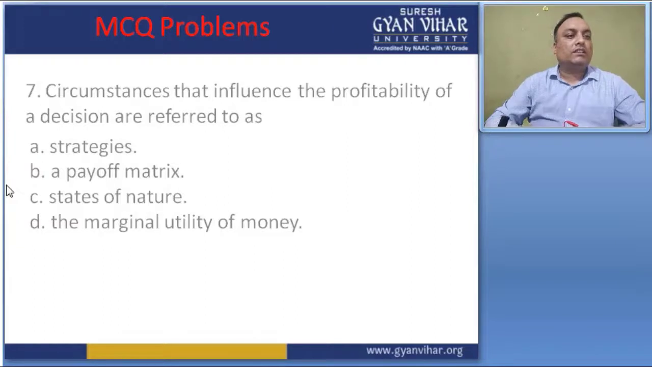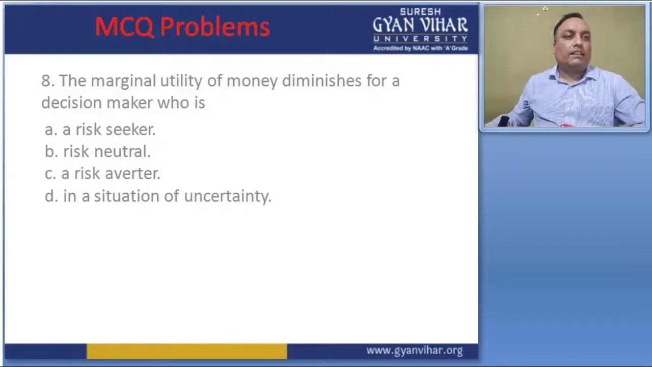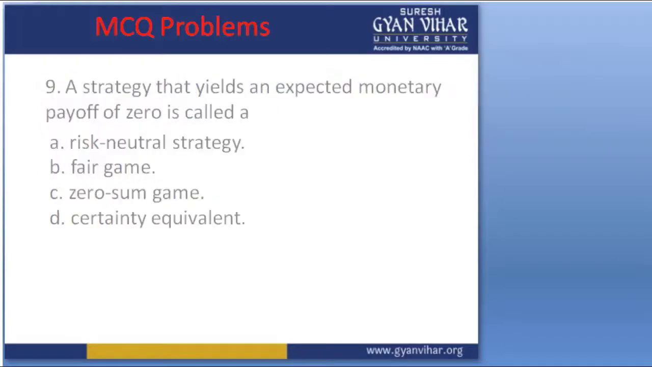Just think about this question, and I will give 5 seconds for this. So the correct answer for this question is C, state of nature. This is the correct answer. Question 8: the marginal utility of money diminishes for a decision maker who is a risk seeker, risk neutral, a risk averter, or in a situation of uncertainty. So the correct answer here is the risk averter, right? And then move to the next question.